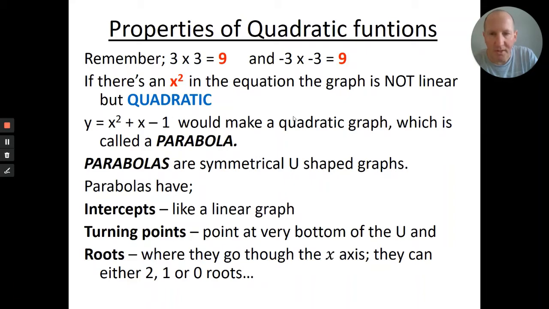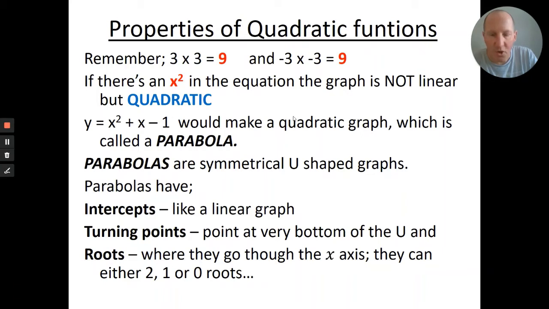Remember, we get these quadratic graphs because when we square a negative number, minus 3 times minus 3 is 9. And that's what makes it a U-shape. If there's an x squared in the equation, that's the highest power, then we don't get a linear graph, we get a quadratic graph, which is called a parabola.